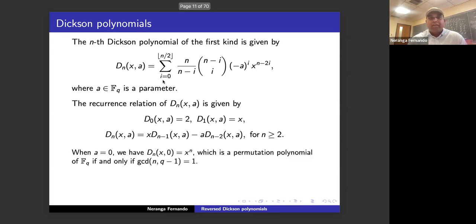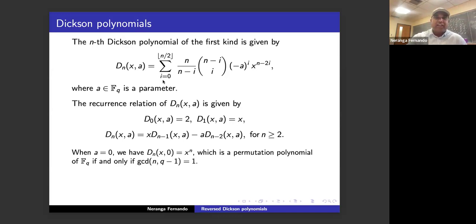Dickson wanted to study the permutation behavior of these polynomials, so let's fix a at 0. Then what do we have? We have a monomial, and of course it is a permutation polynomial. It permutes the elements of the finite field F_q if and only if n and q minus 1 are relatively prime, because we want x to the n to be a generator of the multiplicative group F_q star. It only happens when n and q minus 1 are relatively prime, because 0 is mapped to 0.